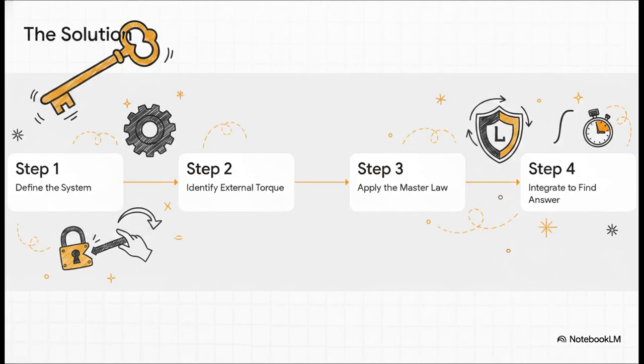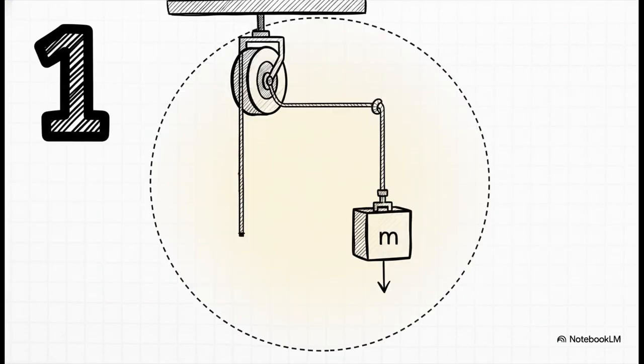So, with that master key in our pocket, we can just walk through this problem in 4 really straightforward steps. First, we're going to define our system. Then, we'll find the external torque. After that, we apply our big law. And finally, we'll do a little bit of integration to get the answer. Let's do it.